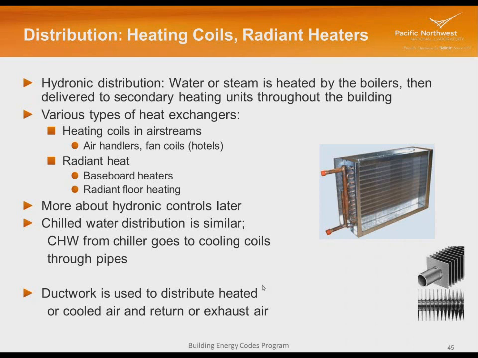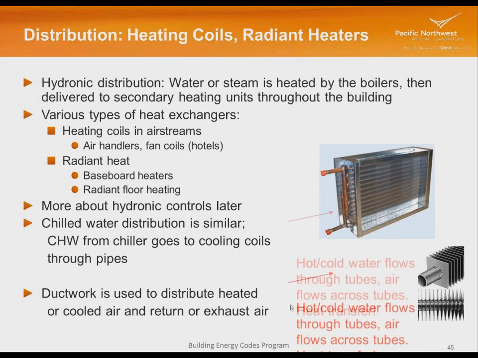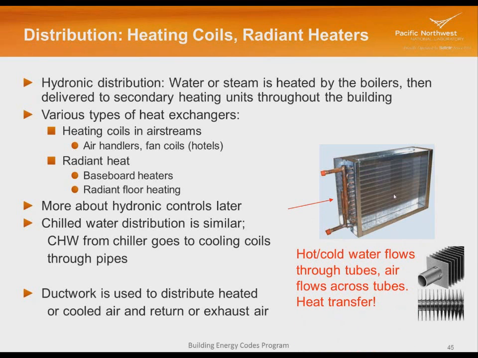The warm air goes back to the chiller, gets cooled down again, and the cycle keeps going on. We can see that the hot or cold water flows through the tubes. Air flows across those tubes. Looks like this, little plates on the tubes, and we get heat transfer. Now the ductwork is also used to distribute heated or cooled air and return or exhaust air throughout the building, so there's another distribution system. So we have water distribution systems and air distribution systems in the building.